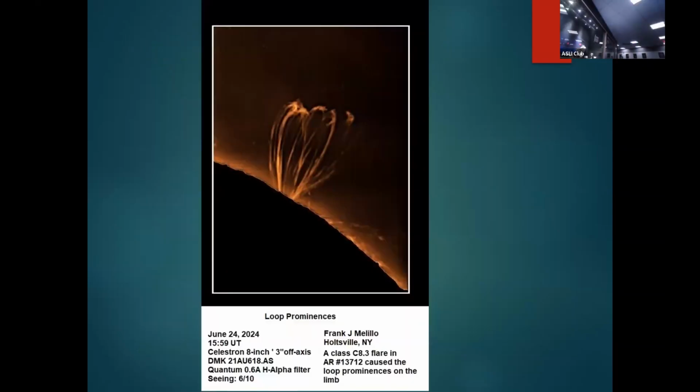Okay, this is just recently, a couple of months ago, I always dreamed of taking an image of the loop prominence. I've seen some loop prominences in the past. It's almost half the size of the sun, and makes a nice loop. I had never seen that until June 24th. There was a flare on the sun, again beyond the limb.